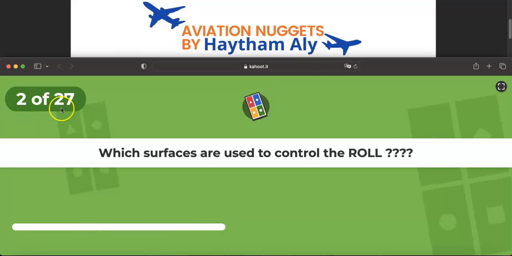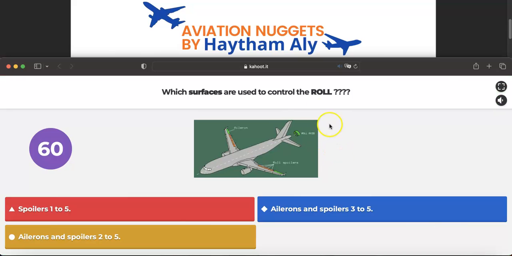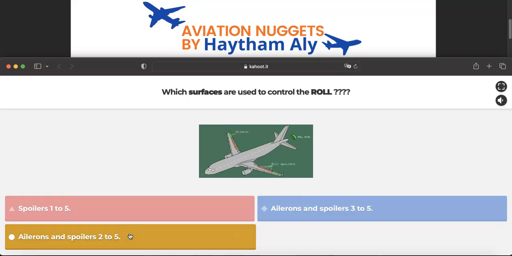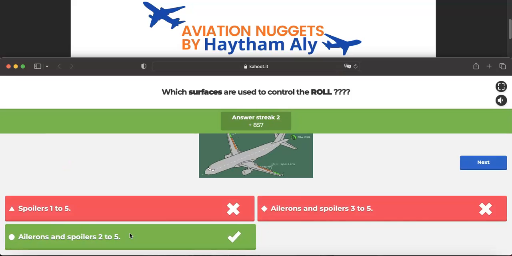Question 2 of 27. Which surfaces are used to control the roll? Spoiler 1 to 5, aileron and spoiler 3 to 5, aileron and spoiler 2 to 5. For roll function, yes, aileron and spoilers 2 to 5 are used. As I mentioned in the last question, spoilers number 2, 3, 4, and 5 are roll spoilers. They are helping the aileron for roll function.